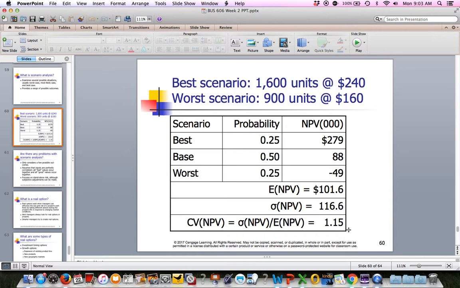And 1.15 means there's a little bit of risk in that. A beta of 1 typically just means neutral for risk. So above 1 means there is risk. Less than 1 means there's not as much risk. So it's a little bit risky. It's a little bit above 1.